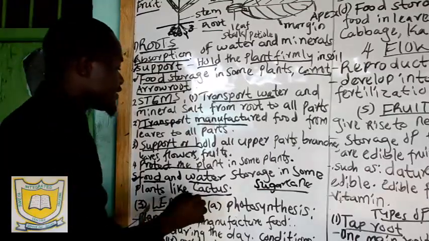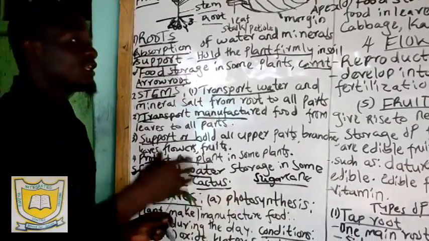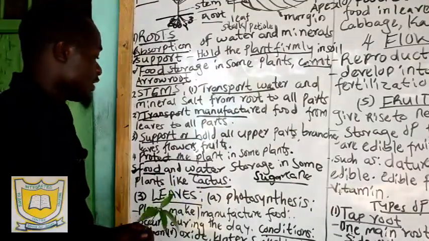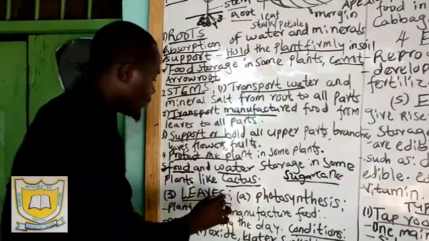And also in cactus, it has to store water. Mostly plants that are in desert regions have stems that store water, which is used when the dry season comes. Now we move to the other part.